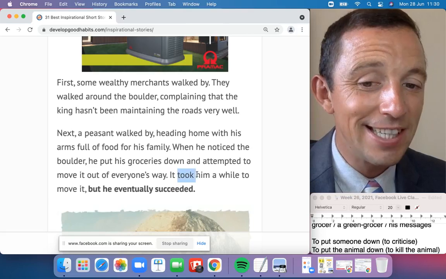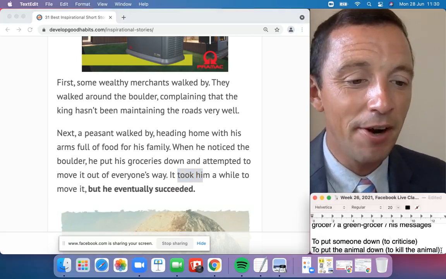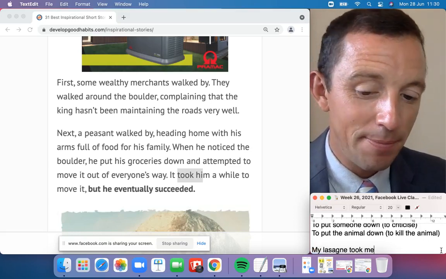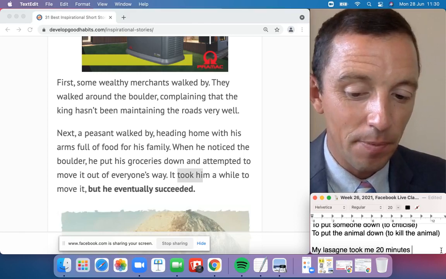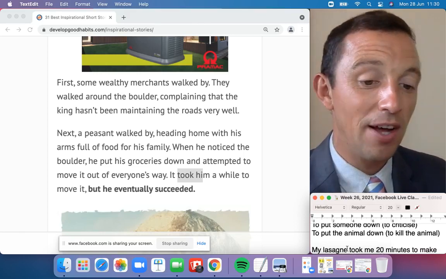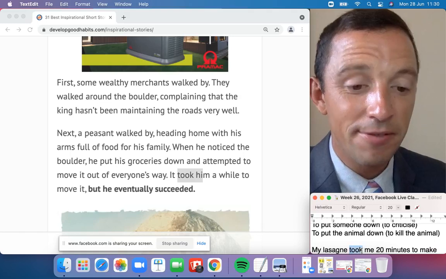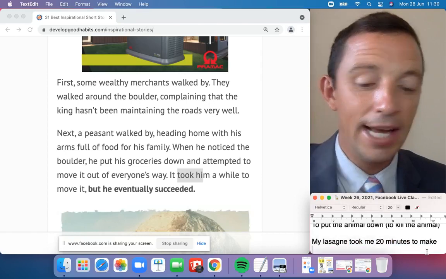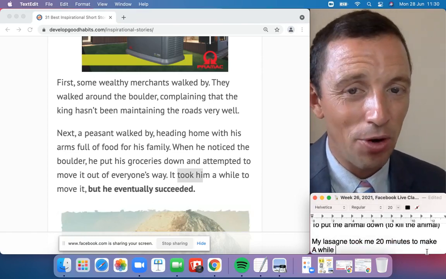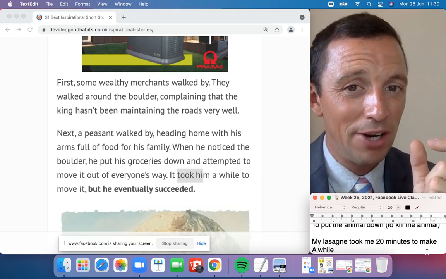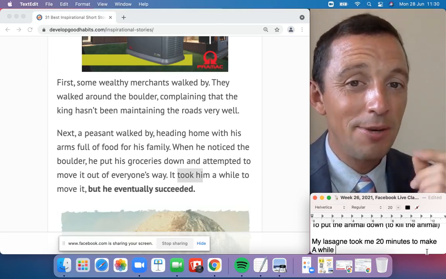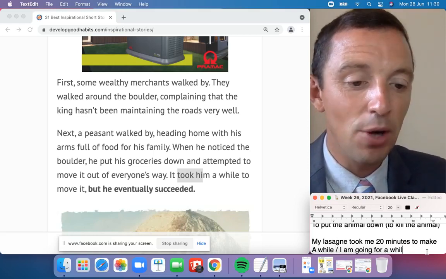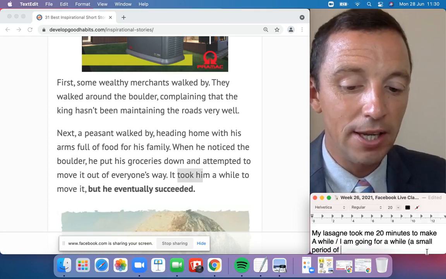So the structure is to take time, and it's very, very important. So my lasagna took me 20 minutes to make. So that has a significance with the time. The duration of the time to cook, it took me 20 minutes to make. So that's very, very important. Okay. Again, a while is very important as well. A while is like a small period of time. I am going to the shop, but I am going for a while. I'm going for a little period of time. Okay, I'm going for a while. It's like a small period of time.